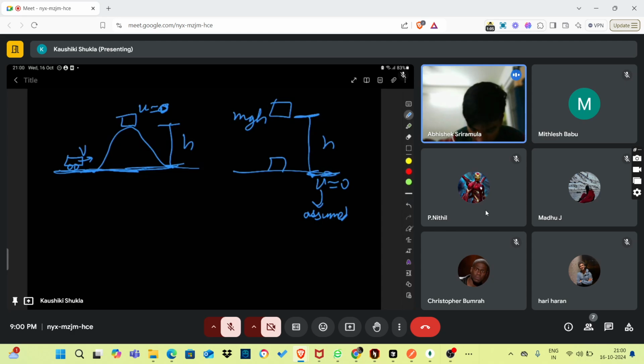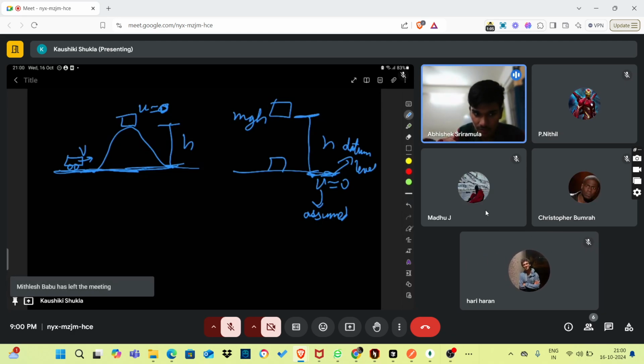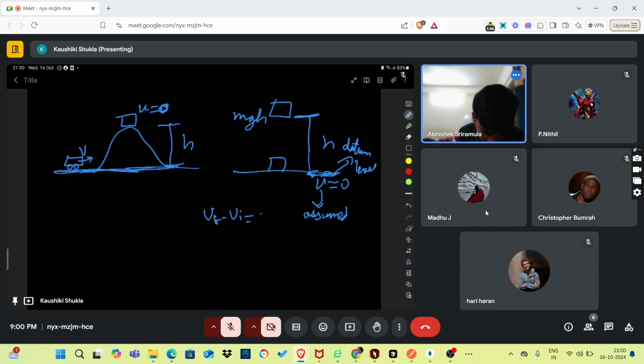Reference is always zero. This is called the datum level. You learn it in higher studies that this is called datum level. Any object put at datum level has potential energy zero. So whenever I say that the potential energy of a block is mgh at a height h, that means the final energy minus initial energy, final energy is mgh minus initial is zero. That means the potential energy of this block is mgh at a height h, because the initial energy is zero. That is, I took the ground as a reference.